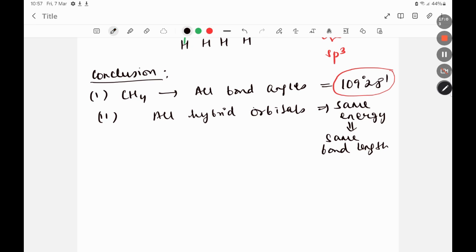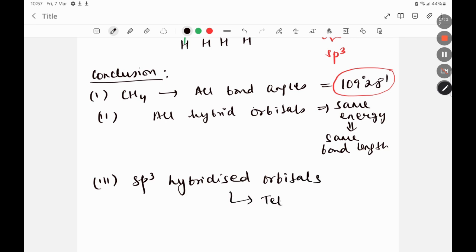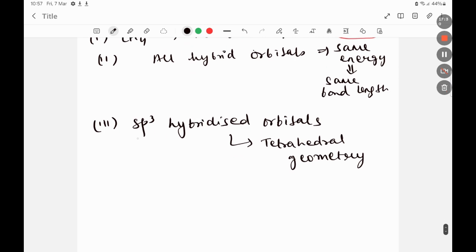It corresponds with our experimental observation. Now the third thing over here is that any molecule which has sp3 hybridized orbitals has a geometry which is tetrahedral. It has been checked with multiple molecules having sp3 hybridized orbitals. Okay, so sp3 hybridized orbitals have a definite shape and structure. This is what we conclude.